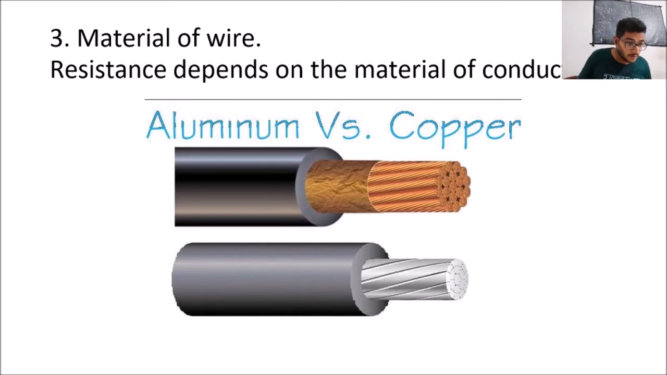So, what defines a conductor of electricity? It is defined by this: if the resistance is lower, then it is a good conductor of electricity. If the resistance is higher, then it is a poor conductor of electricity. It's as simple as that.